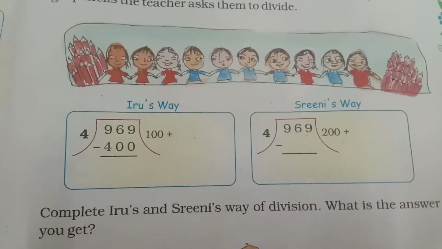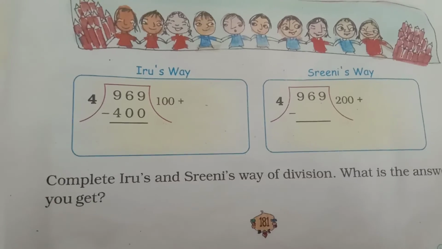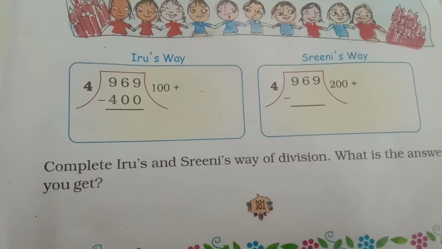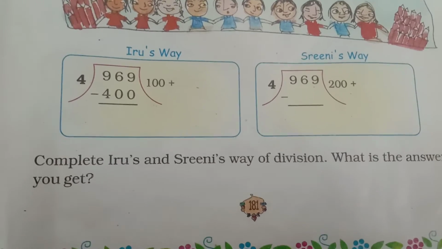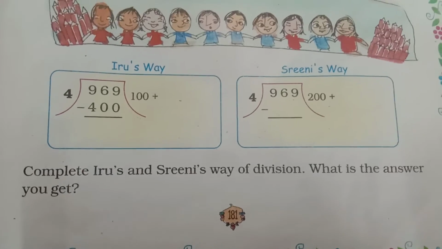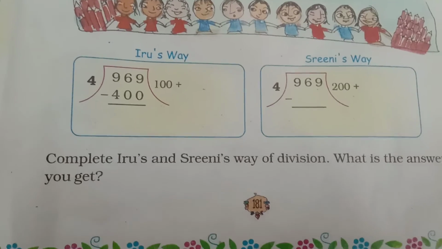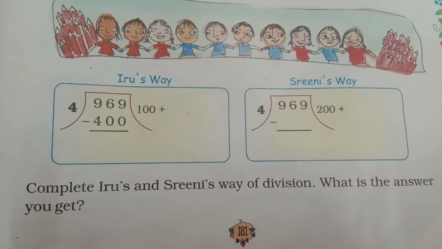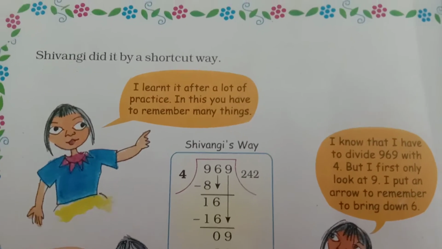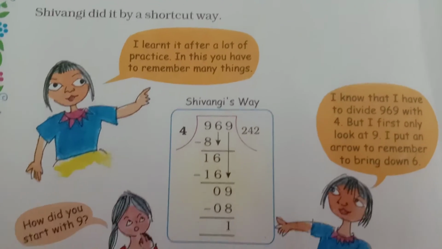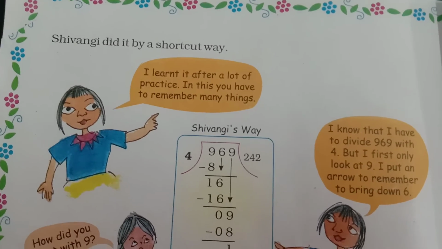Here, 3 students named Iru, Srini and Shivangi. Iru did like this, and Srini did the division her way. Complete Iru's and Srini's way of division. What is the answer you get? Now we will complete their methods of division and find the answer. One more girl, Shivangi, did it by a shortcut way. What is the shortcut way used by Shivangi? We will discuss it now in detail.